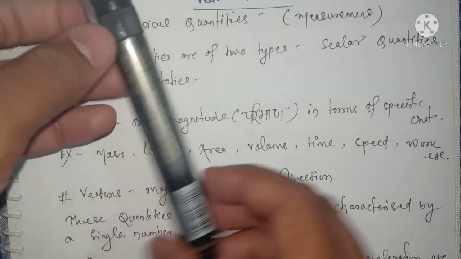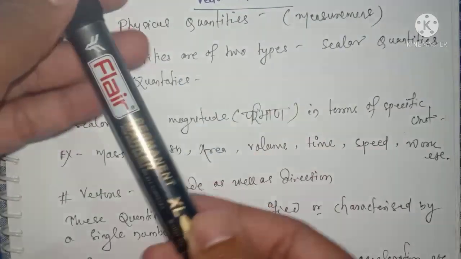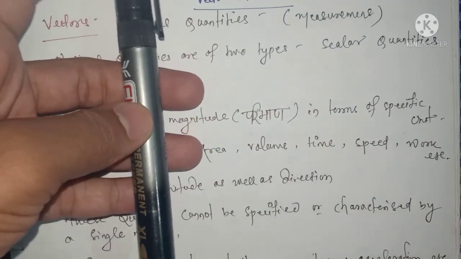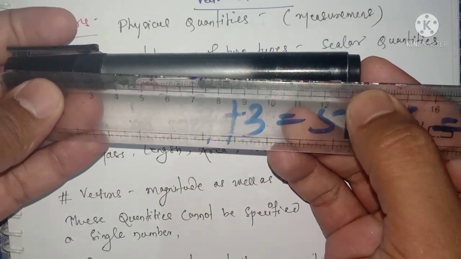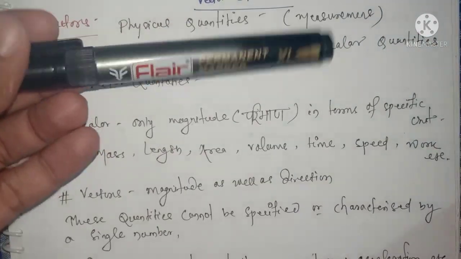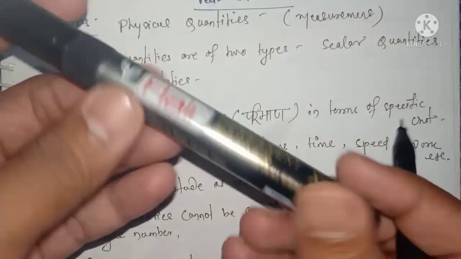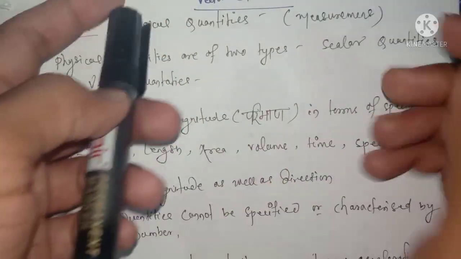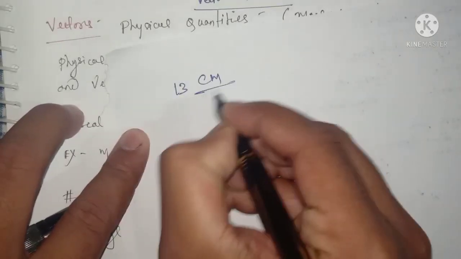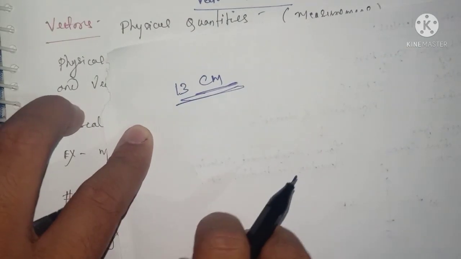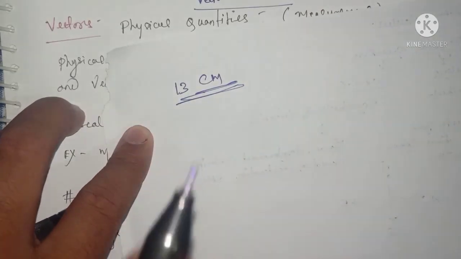Let me first show you what is scalar quantity. Here you can see, guys, I have a marker, right? So I can measure the length. Let me show you. Okay, so this is 13 centimeter, so I can write the length of this marker is 13 centimeter, right? So this 13 centimeter is called the scalar quantity.